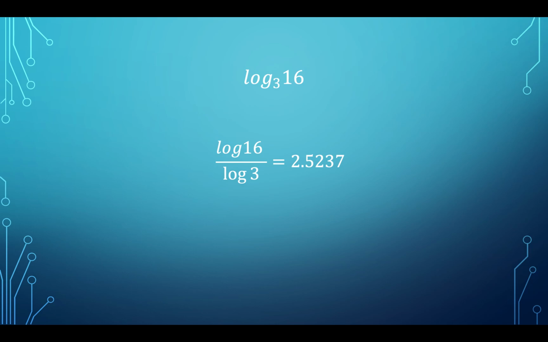2.5237. If I wanted to check that, if I did 3 to the 2.5237 power, I should get about 16 back. You might not get 16 exactly because of rounding, but we're going to get really close to 16. So 3 to the 2.5237 power is roughly going to give us 16 back.